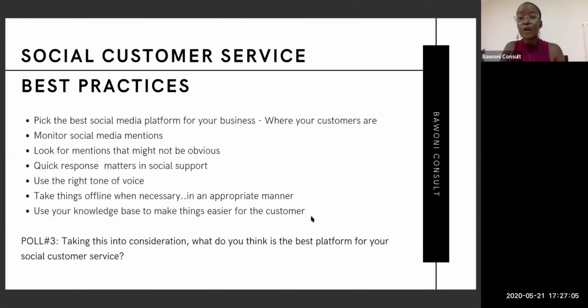Okay, so we're going through our polls pretty fast, but this is the third one. What do you think is your best platform for your social customer service, especially now that we've talked about the things that you have to consider when it comes to social media and your social customer service? So knowing where your customers are, knowing how your customers are finding out about you, all of that. So you can choose what you think your best platform is, and it usually should only be one top platform.